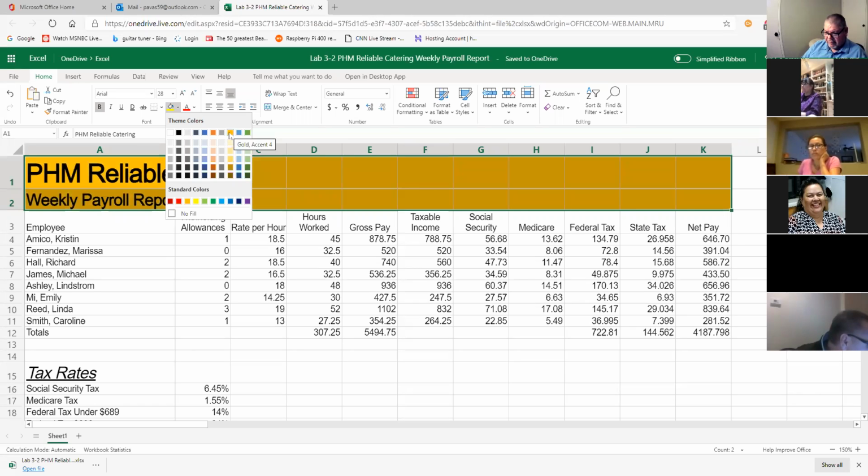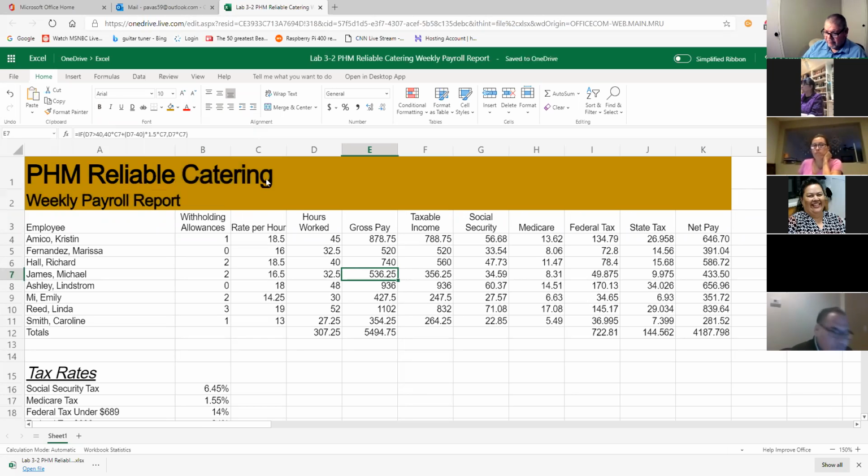Okay. So what is this? Ascend 4. They're all Ascend 4. Darker 25. This is the closest one. We don't have Ascend 5. We only have Ascend 4, darker 25. So this would be the one they want. Gold, Ascend 4, darker 25. So that color for that section.